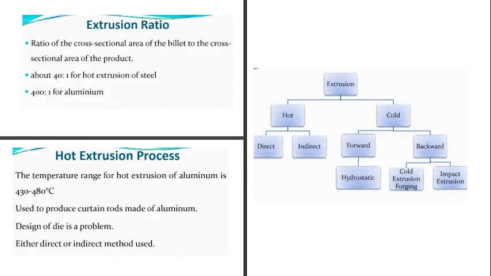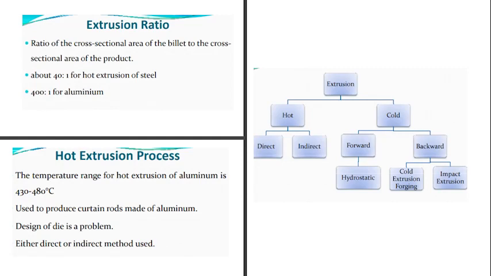Then there are different types of extrusion. The category is divided into two parts: hot extrusion and cold extrusion. In hot, it is direct and indirect. In cold, it is forward and backward. In forward, they use hydrostatic. In backward, there is cold extrusion forging or impact extrusion. So most of the numerical questions will be from hot extrusion, or if it is mentioned, then cold extrusion. Other things you have to know, like what is backward cold extrusion, what is forward, what is hydrostatic extrusion. All that we will see in the class by pictures.